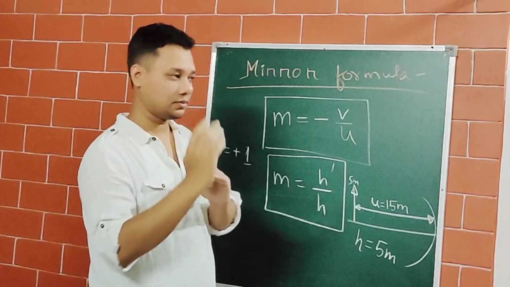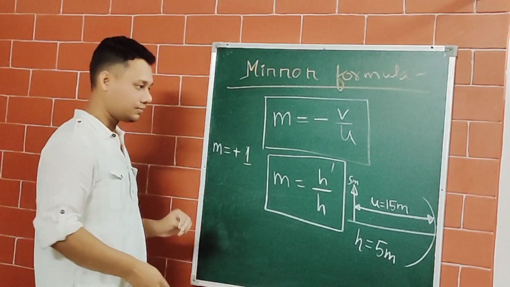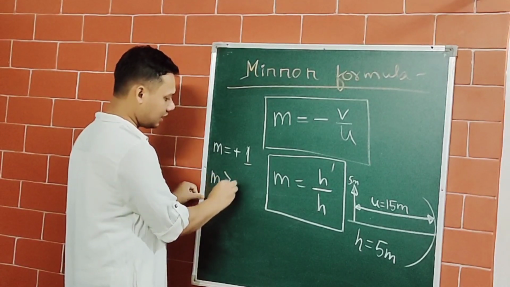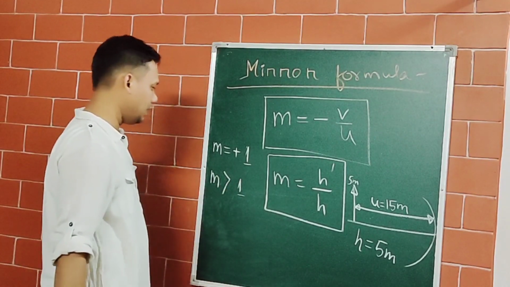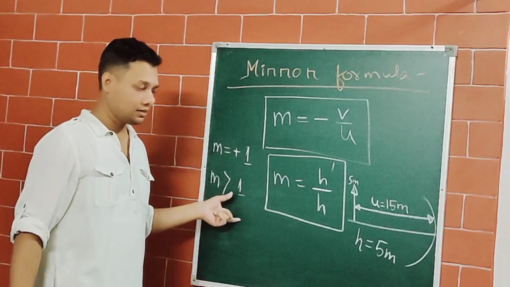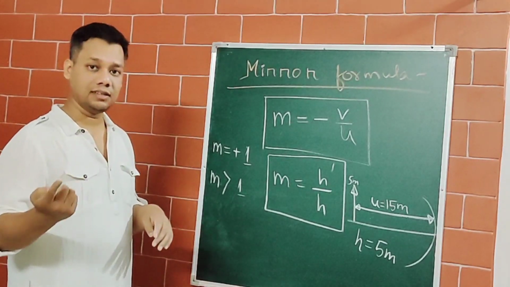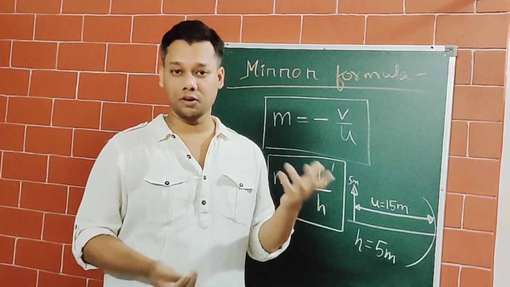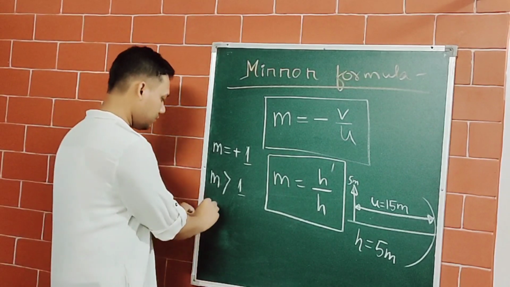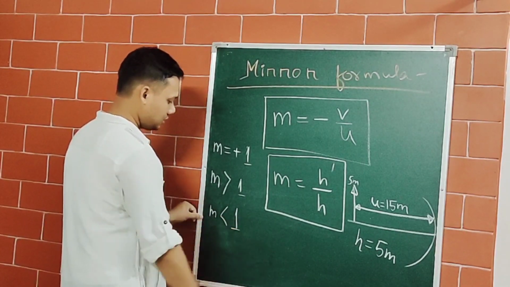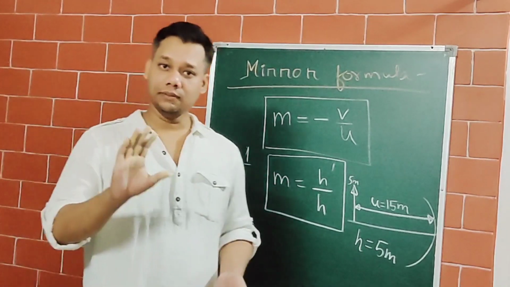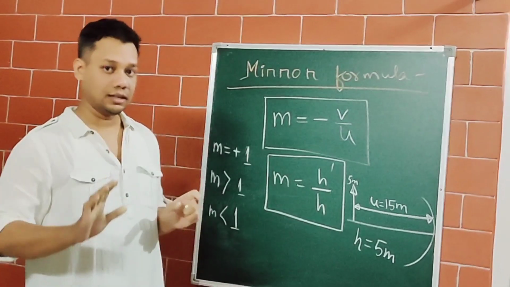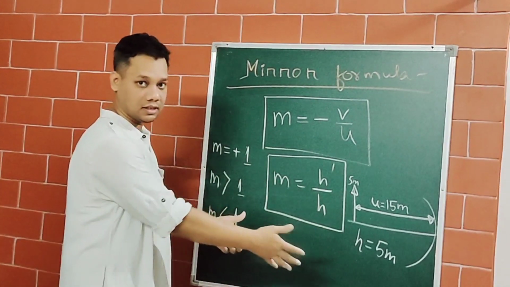The image is erect, so in this case it will be plus 1. If m is greater than 1, what does it mean? This means that the size of the image is greater than the size of the object. And the opposite will be, m is less than 1. This means that the size of the image is less than the size of the object. Am I clear? See, this part is very important.